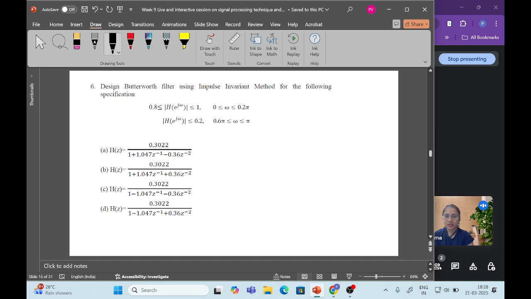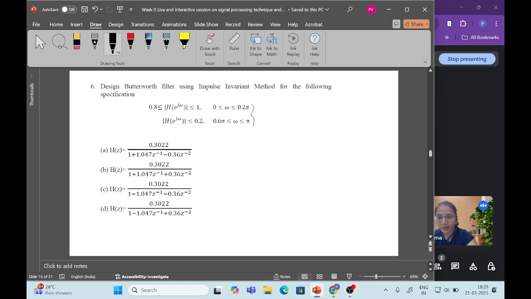Now the next question is: design a Butterworth filter using the impulse invariance method for the following specification. So this specification is given, and we need to design a Butterworth filter using the impulse invariance method. So how can we solve this problem? Anyone of you have any idea? Okay, so let's solve that. First we will see what parameters have been given.